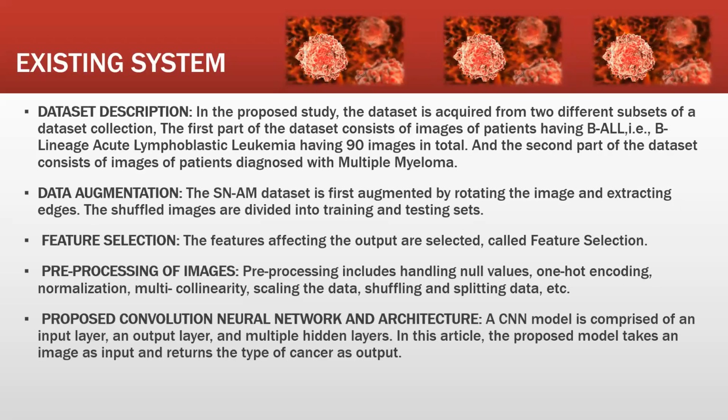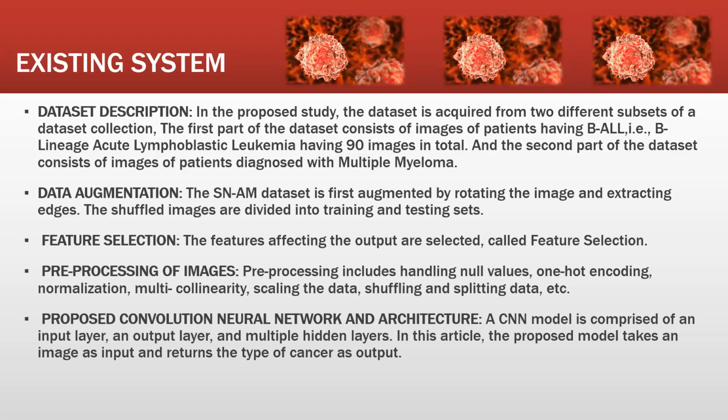As we are proposing our project keeping the IEEE paper as reference paper, here the researchers proposed their project with the following steps. In the first step, the research described the dataset, where the images of the blood cells are captured and added into a dataset, which is acquired from two different subsets. The first part of the dataset consists of images of patients having B-lineage acute lymphoblastic leukemia, which has 90 images in the dataset. And the second part of the dataset consists of images of patients diagnosed with multiple myeloma.